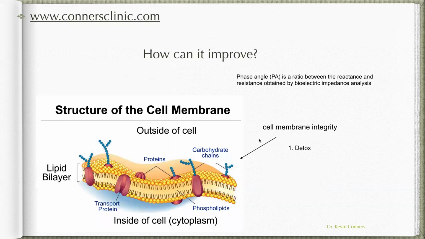So how do you improve your phase angle? How do I change this? How do I improve it if I have to do chemotherapy? If I'm not doing chemotherapy and I'm starting with a phase angle of 5.5 or 4.5 or even worse than that, what do I do? So detoxification is important because, again, that cell membrane is that phospholipid bilayer.